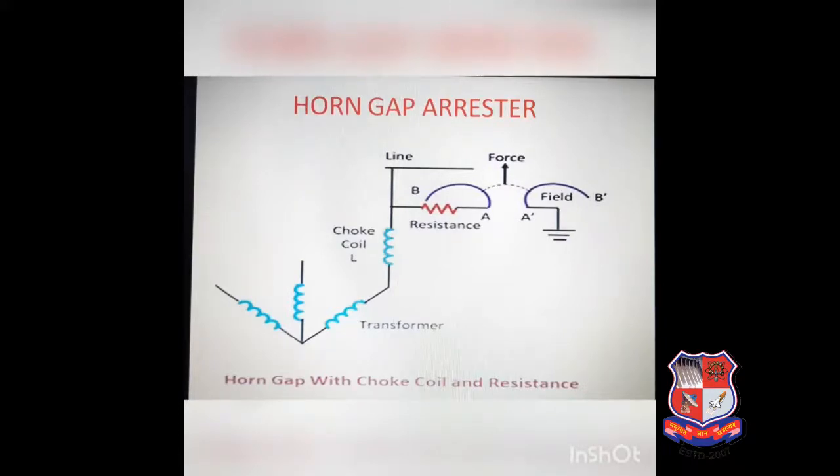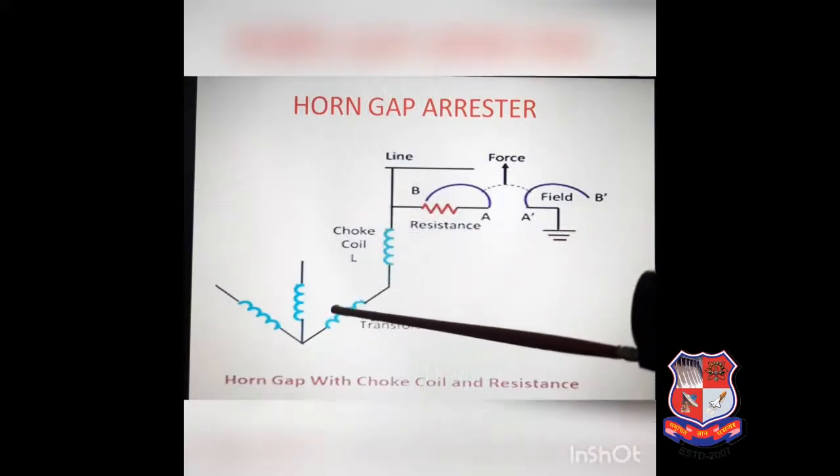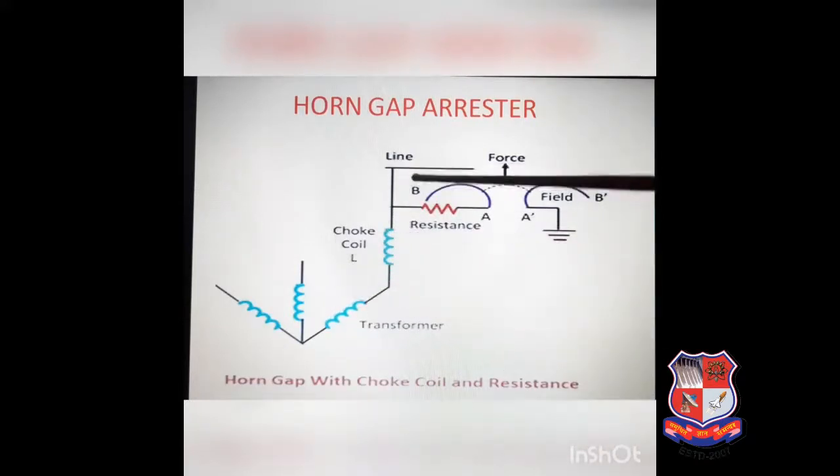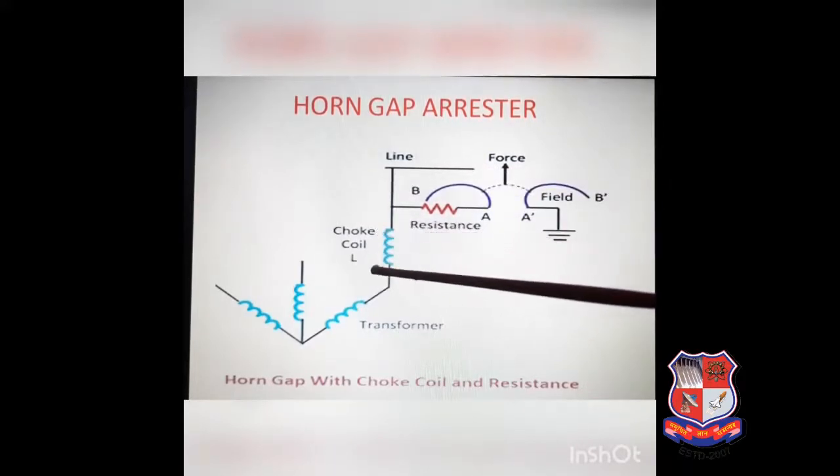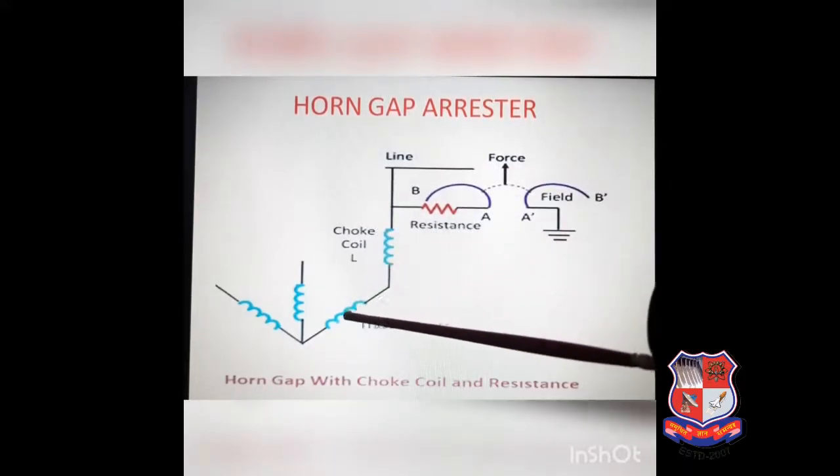Now I will discuss the working of the horn gap arrestor. Friends, during the normal condition, the line voltage will go into the choke coil. This choke coil will offer a very low reactance to the line voltage, and it will pass directly into the equipment.